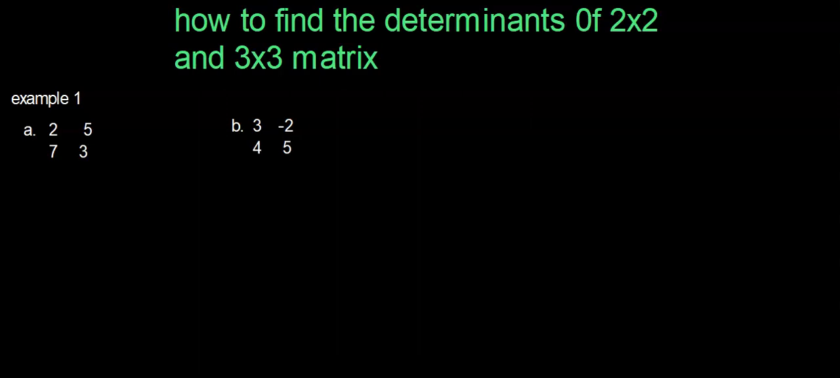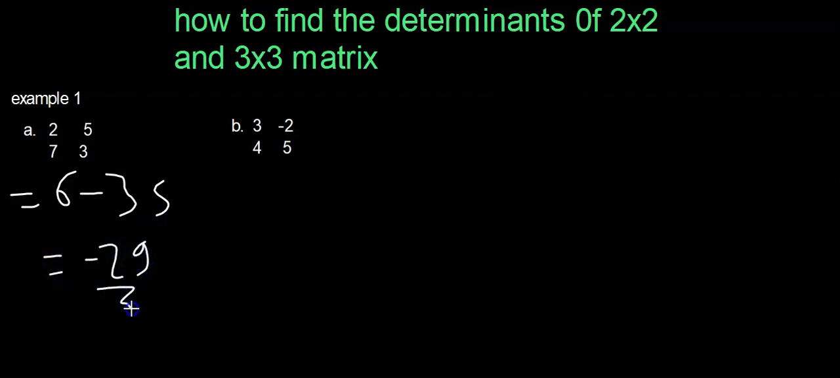When you come to the 2x2 matrix, it is so easy and the procedure is so easy. We've got this 2x2 matrix over here. First I multiply the 2 by 3, and then I subtract my result from 7 times 5. So 2 times 3 is 6, and 6 minus 7 times 5, which is 35. My last answer will be negative 29.